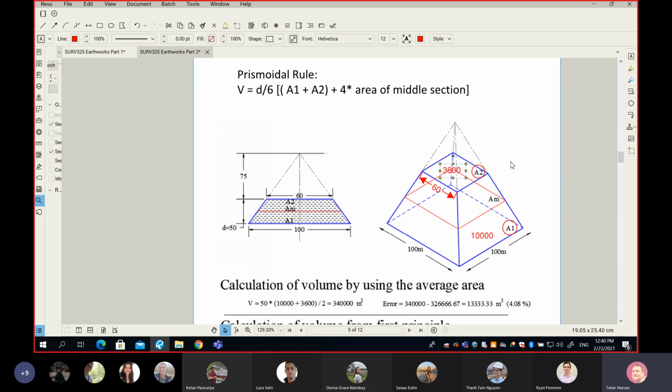Great. So by what you learned in my class, I know some of you will say that's easy, because I have one end is A1, the other end is A2, and I know the distance between them is 50 meters. So some of you will say, you know what, here is my volume. So the volume is equal to 10,000, that's area number one, plus 3600, that's area number two. And I think, Lucas, if you correct me, please, divide it by two, so that's an average area, and then finally multiply by 50. Anybody agrees?